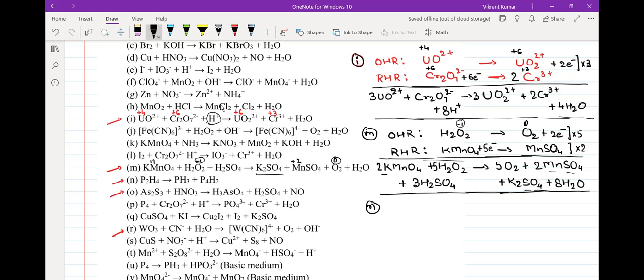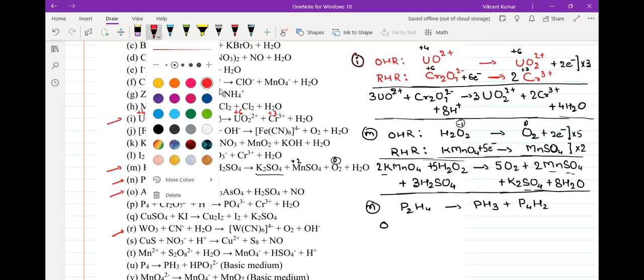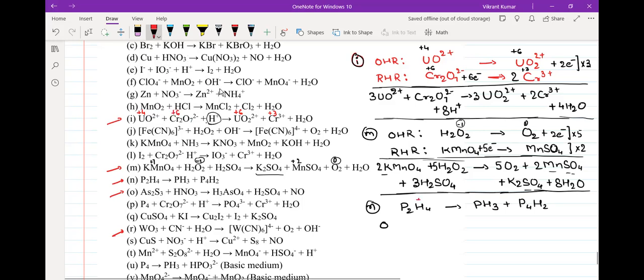Okay, N is P2H4. This is again a disproportionation reaction. If you see, I have given you PH3 plus P4H2. Now look, the story can go two ways. If it balances by observation, do it, not a problem. But if there is any difficulty, we have the method. But before going to the method, we need to identify the oxidation states. I said earlier that H bonded with metal will have -1, but H bonded with non-metal will have +1. So that's why we gave it +1, and that's why P will be -2.